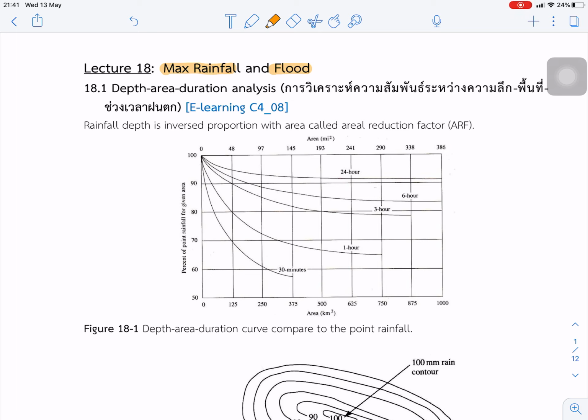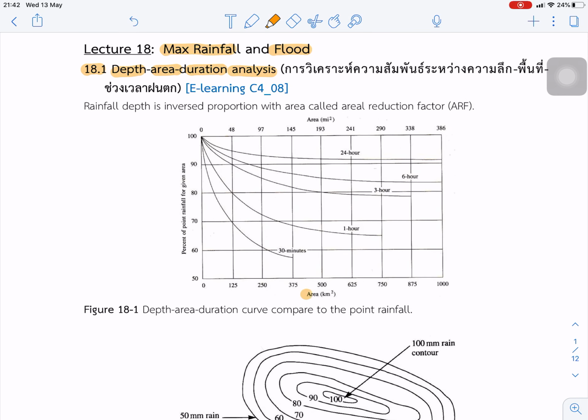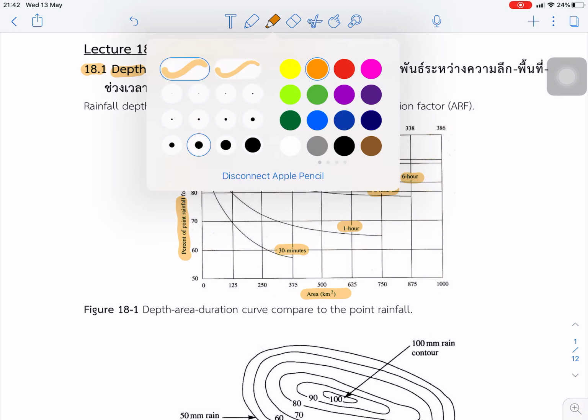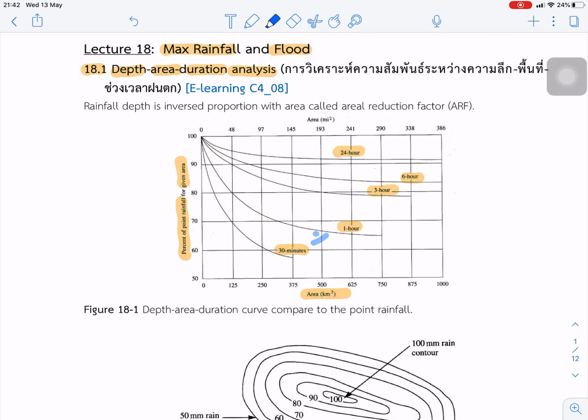The first property of the maximum rainfall we call the depth-area-duration analysis. This is the property of the curve where this axis is area and this axis is percentage of point rainfall for a given area, and each line represents a different duration. It means that compared to the point rainfall, if the area increases, the average rainfall decreases. And if the duration of rainfall increases, we expect the curve goes up to almost a straight line.